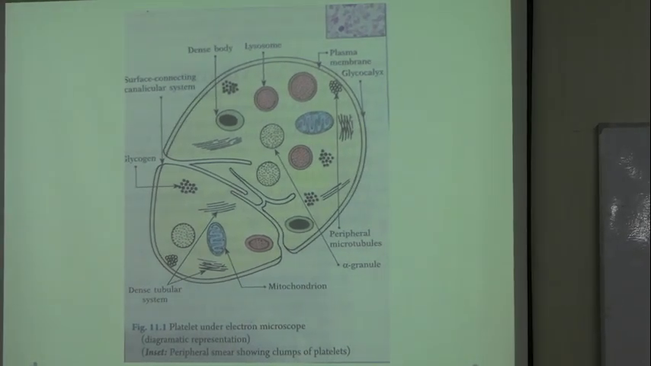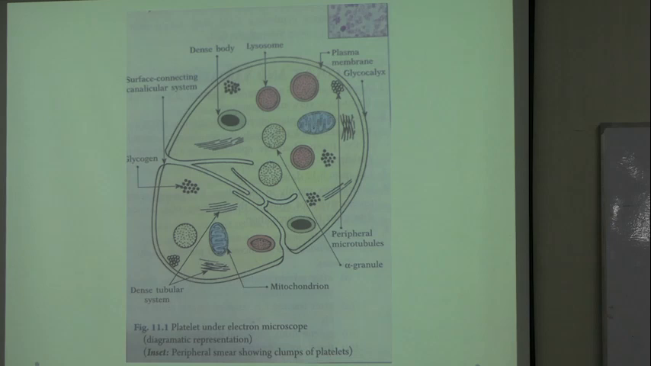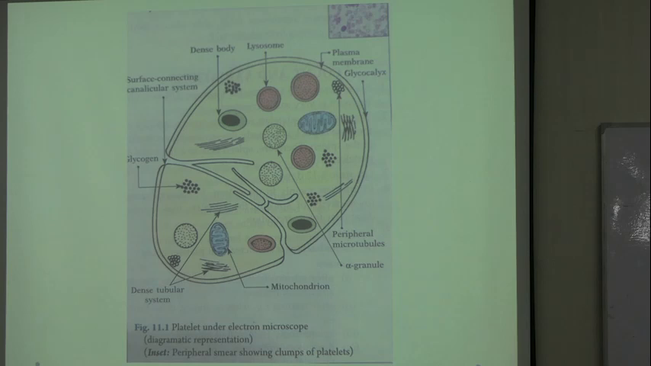You will get mitochondria, though a few. You will get endoplasmic reticulum. Some proteins are to be formed. Some phospholipids are to be formed. Some glycolipids are to be formed. And these are mainly smooth endoplasmic reticulum.